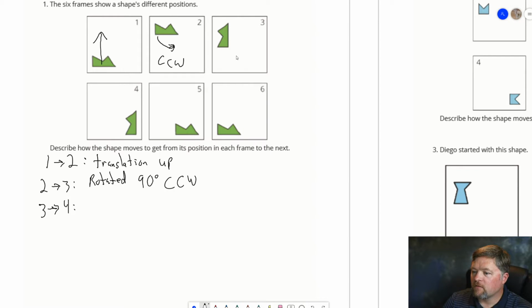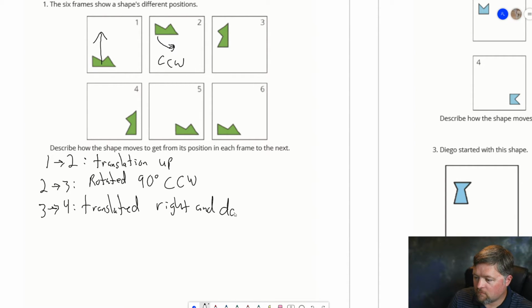Okay, how about from 3 to 4? From 3 to 4, well, our shape was in the top left. Now it's in the bottom right. It looks like it was just moved. Nothing else about it happened, so it was translated. Now, we could think of it as being moved over here and then down. We could think of it as being translated down and then over. Or we could think of it as being translated diagonally. But it was translated to the right and down. Let's just call it that for now.